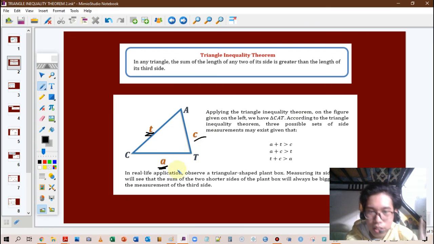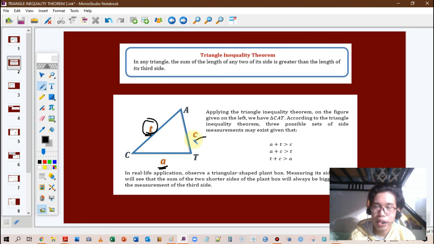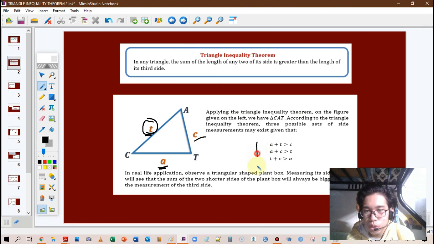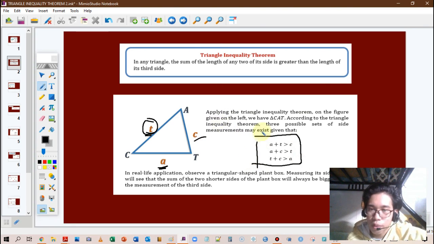And then we have side A and side C. If we add these two sides, it should be greater than the third side that was left, which is side D. And lastly, we have side D plus side C. If we add those two shorter sides, it should be greater than side A. So generalizing the idea, the sum of the two shorter sides should always be greater than the third side. You cannot create a triangle wherein the two shorter sides add up to equal or less than the third side. You will not create a triangle.